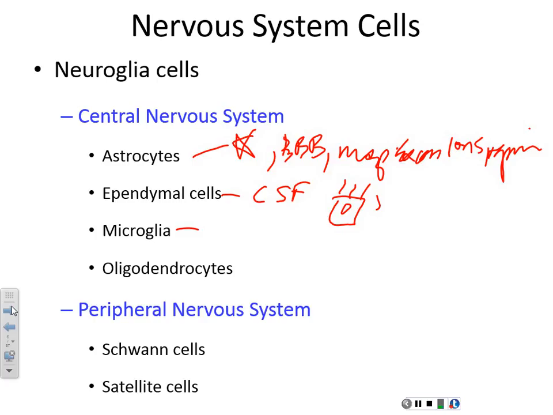small. Yeah, they are small. You see, the name tells you. They're small, and what function do they have in the brain? It's an immune system function. So these are the macrophages of the brain. Okay, they engulf any bacteria and so forth. They protect the brain. And then oligodendrocytes.